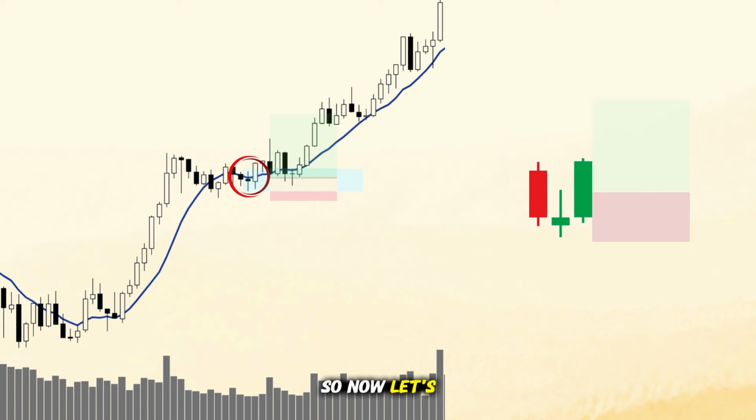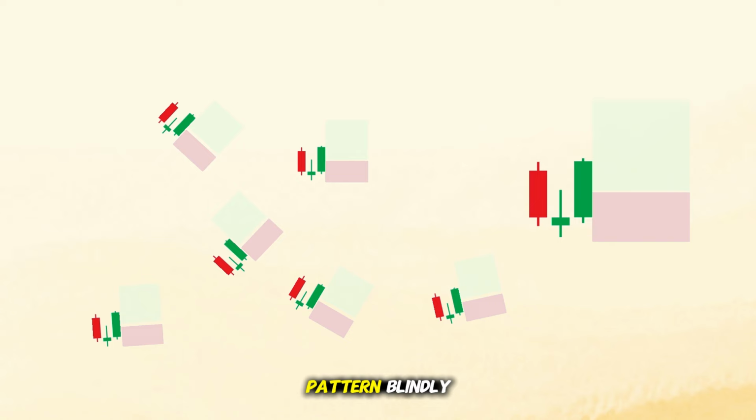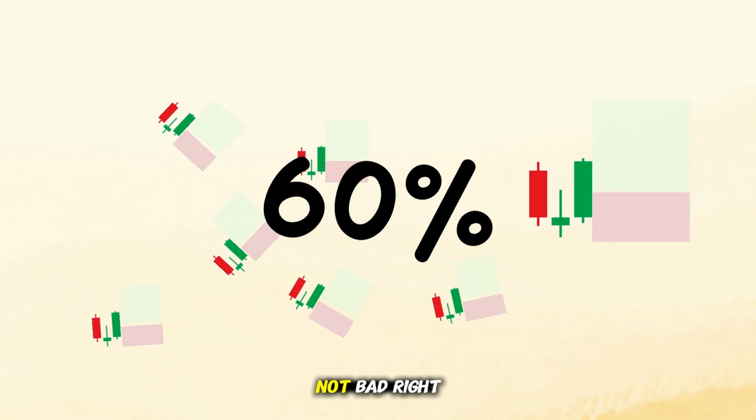So now, let's find out, mathematically, what happens if we trade the morning star pattern blindly, wherever it appears on the chart. When tested this way, the win rate comes out to be around 60%. Not bad, right? But here's the truth. That doesn't mean we can take every single trade we see, because there are many factors involved.